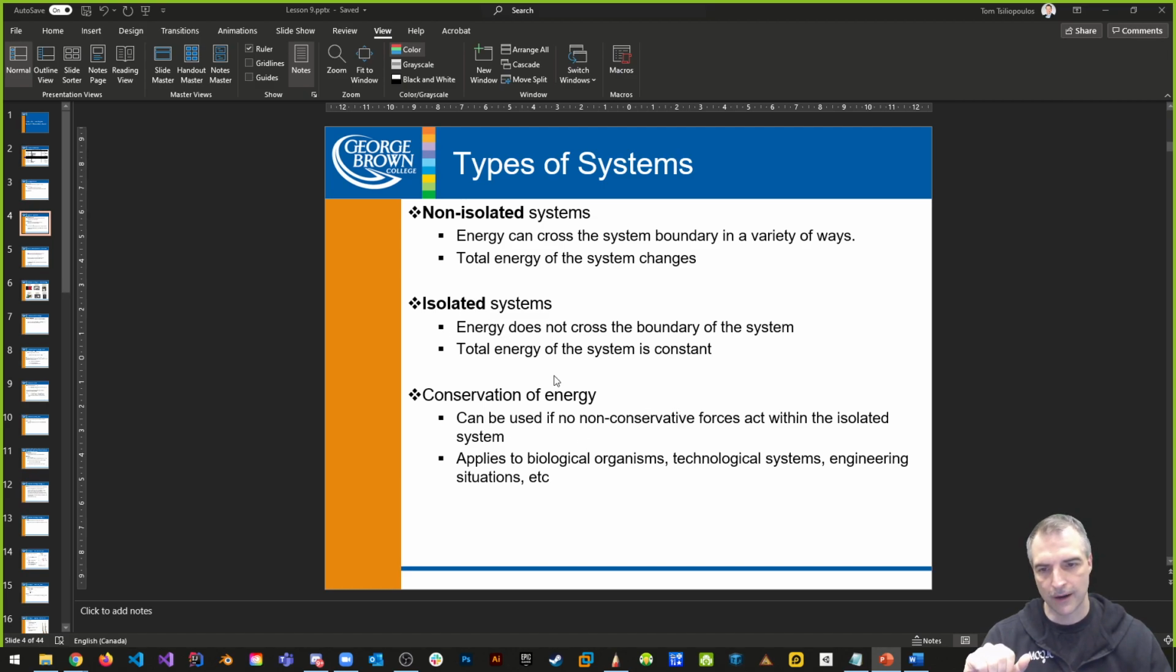And then conservation of energy can be used if no non-conservative forces act within the isolated system. It also applies to biological organisms, technological systems, engineering situations, and all kinds of things. That's the law of conservation of energy.